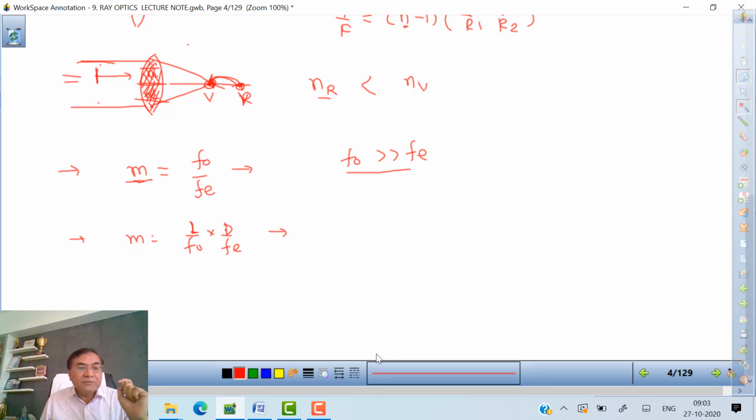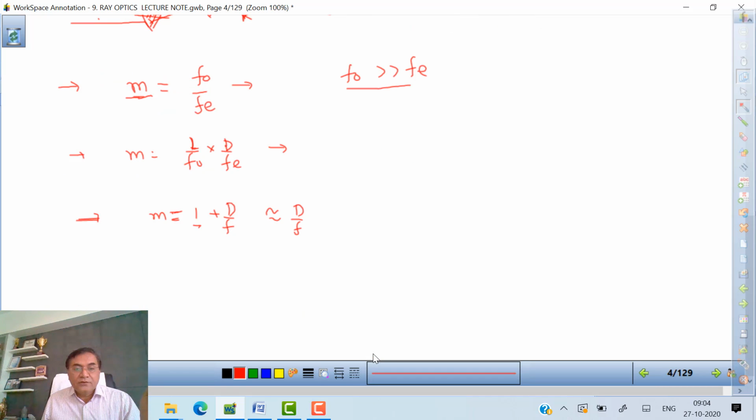Okay. And if it is a simple microscope, then magnification is equal to 1 plus D upon F. And if this value is large compared to 1, then you can say D upon F. But the actual value is 1 plus D upon F, though if the value is large you can neglect 1. This is for a simple microscope.